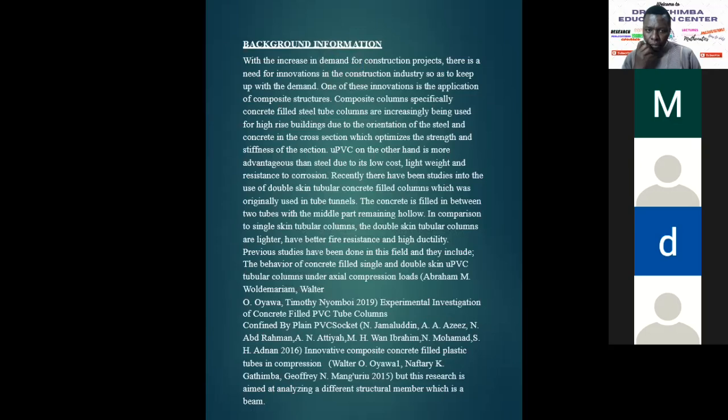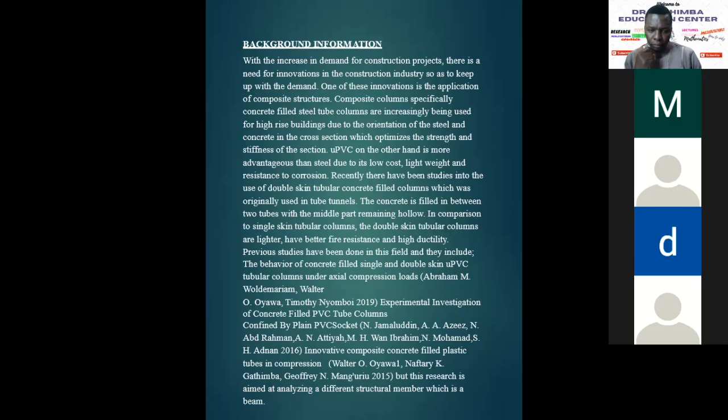I think now I can move to the background information. With the increased demand in construction projects, we need to find a way to reduce costs and come up with structural materials that perform highly as well. So with this UPVC, the weight is lighter and the cost is lower than steel, and it's resistant to corrosion.